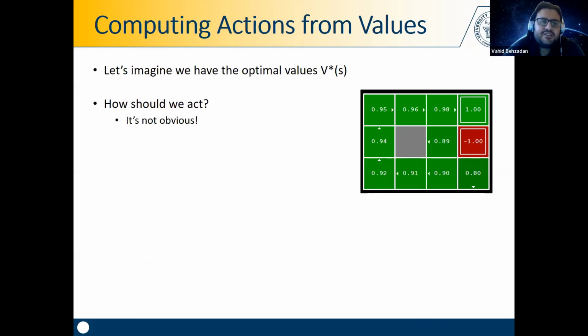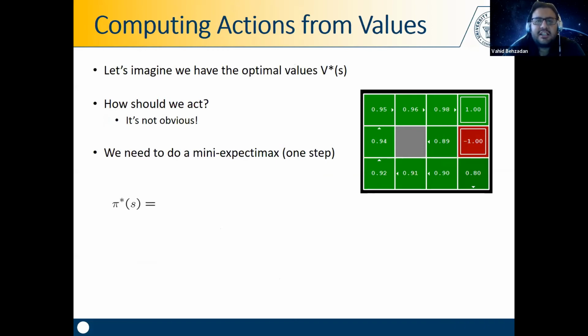It's not obvious. We need to extract the policy from the value function. We need to do a mini expected max, a one-step expected max. How? Well, the optimal policy for state S should give us an action. That action is one that maximizes this discounted sum of expected rewards, or expected sum of discounted rewards. That's a better order of these words.